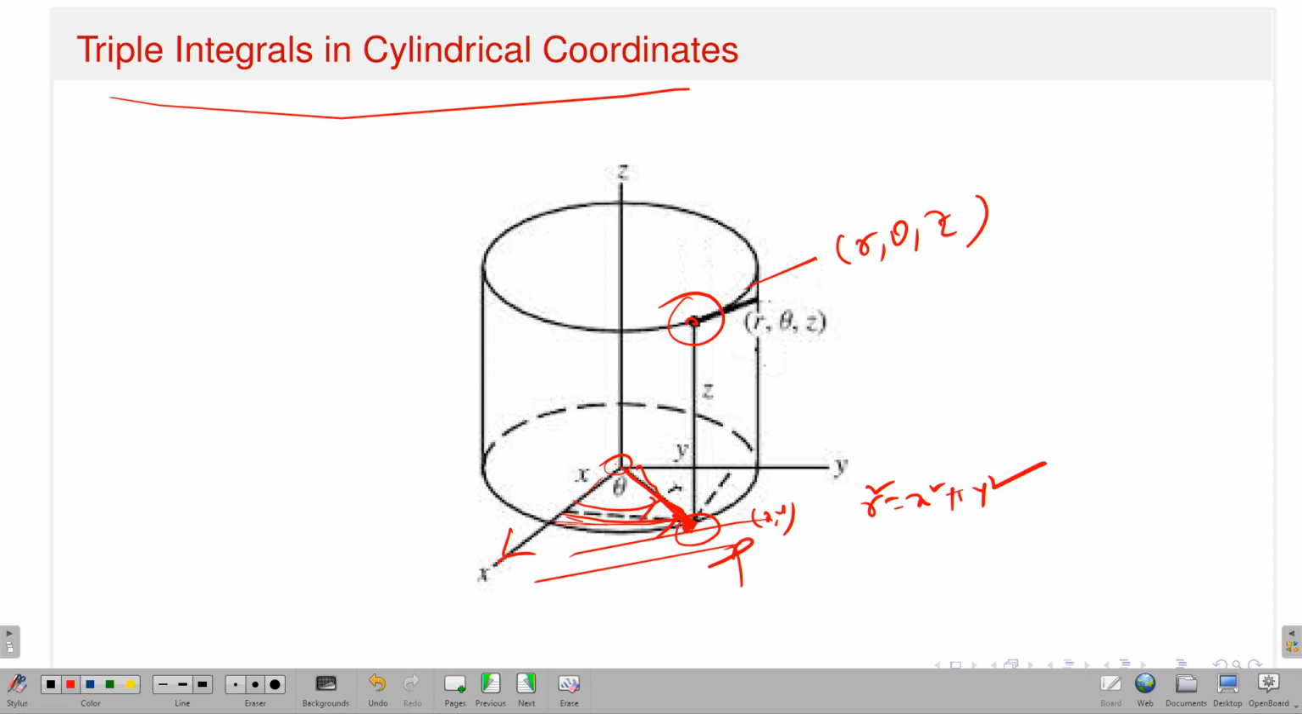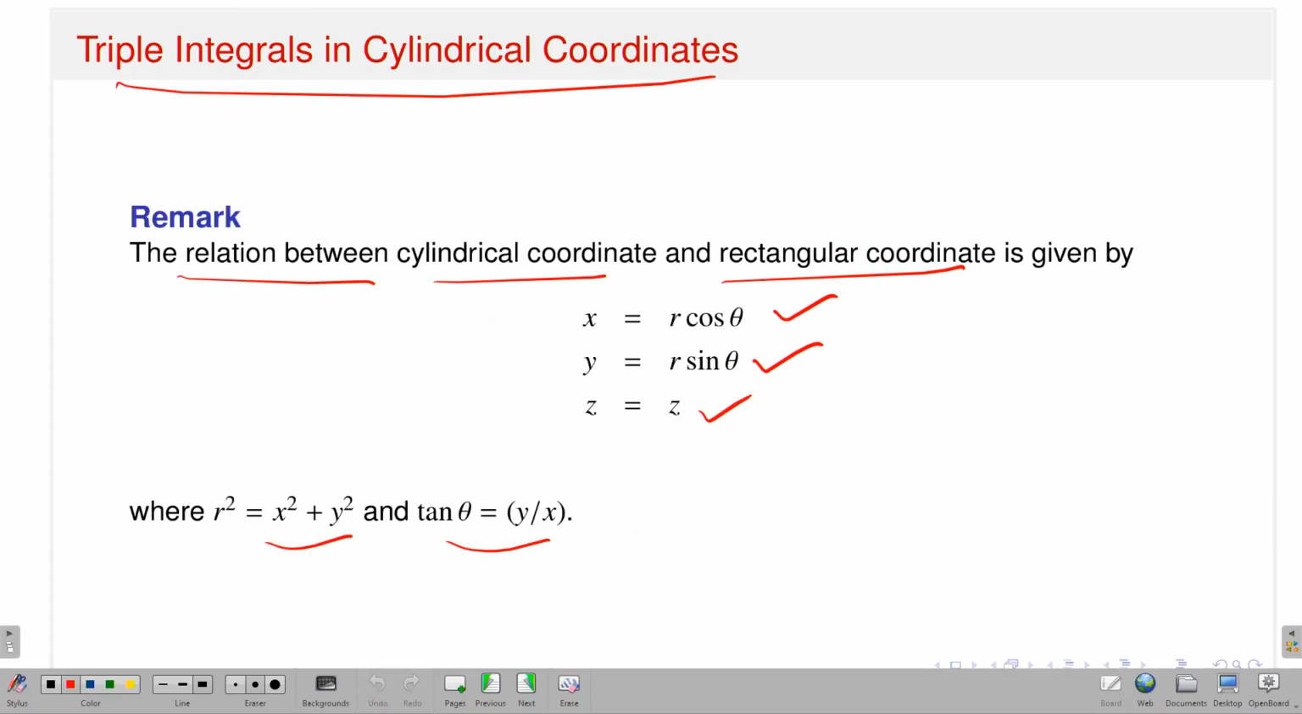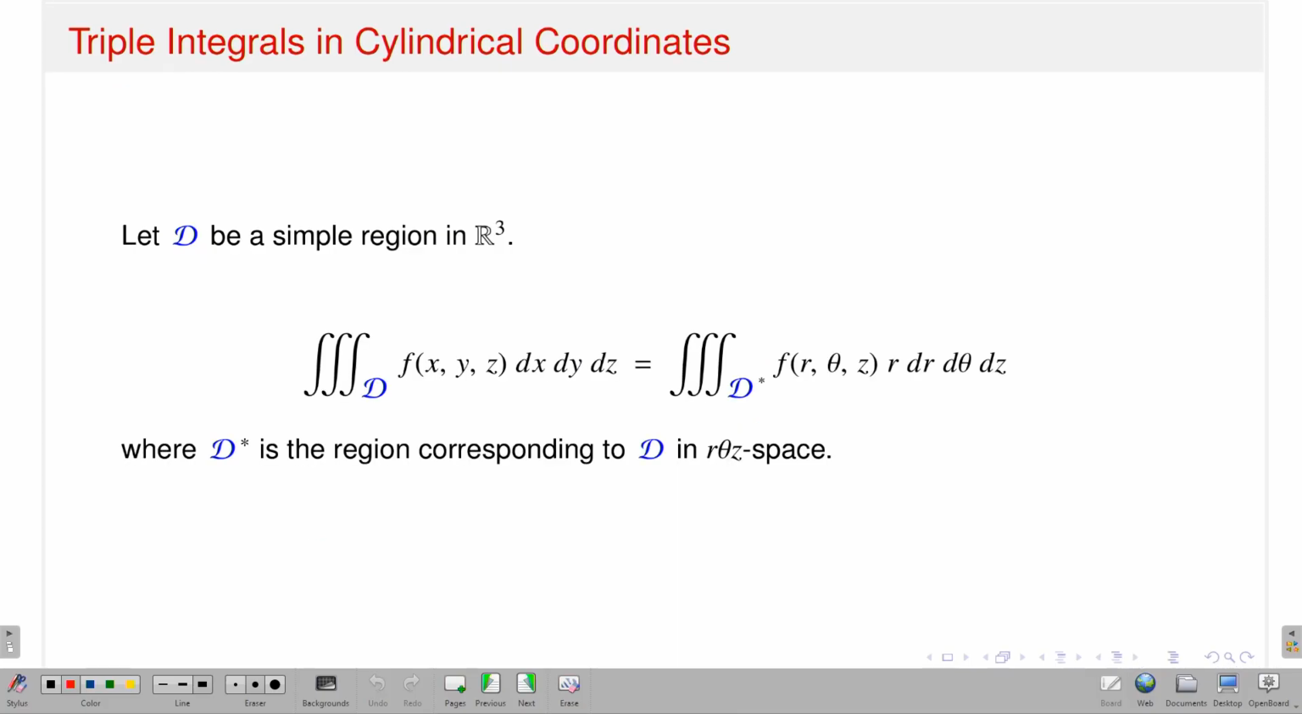So, in the two-dimensional plane you take the polar coordinate system and keep z as it is, and that will give you what is called the cylindrical coordinate system. The relations are x is equal to r cosine theta, y is equal to r sine theta, and z as it is. Okay. Once I have this, now let us see how the triple integral looks in the cylindrical coordinate system.